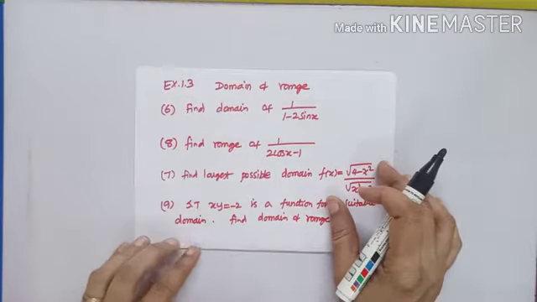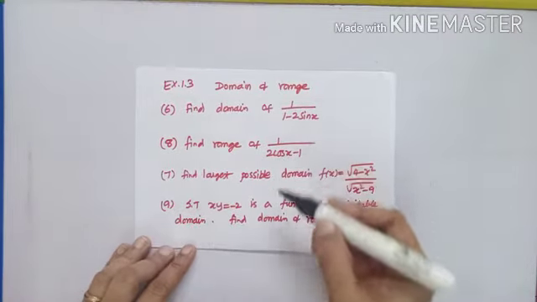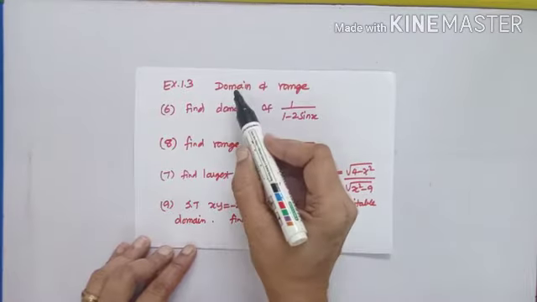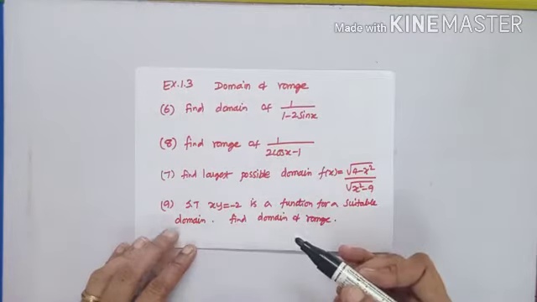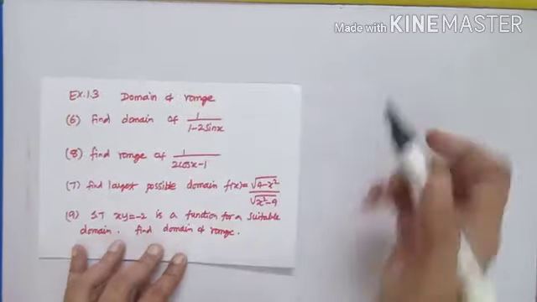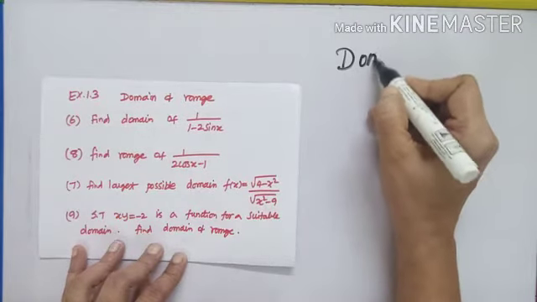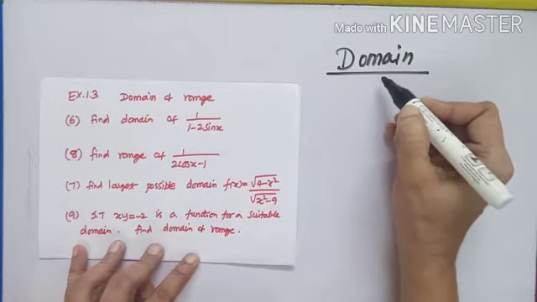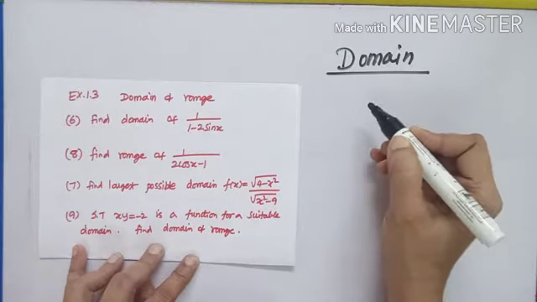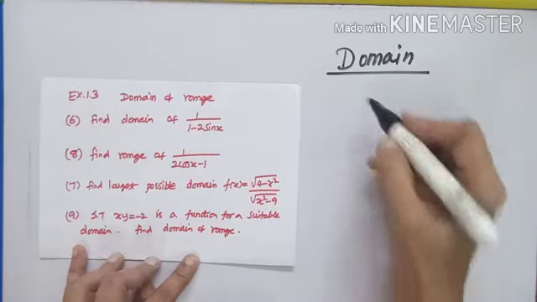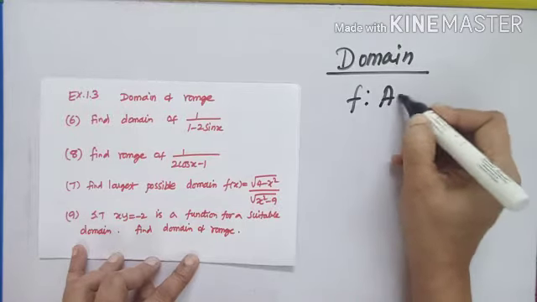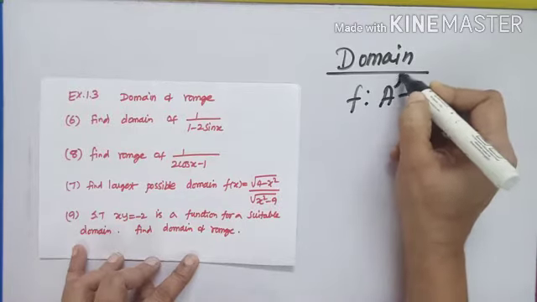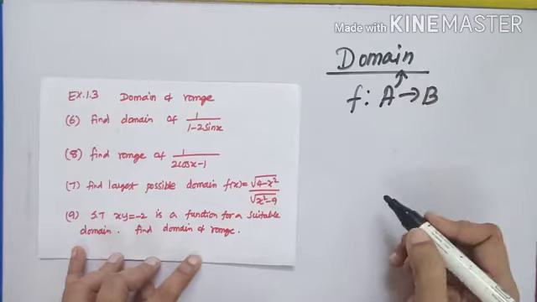Exercise 1.3, we are going to do a few problems based on domain and range. Domain. Let us have an idea. What do you mean by the word domain? Domain tells me the set where the function is defined. F is a function from A to B, we say. This A only I call domain.